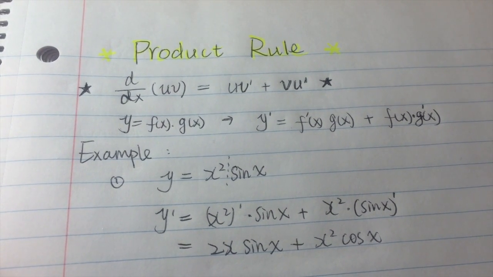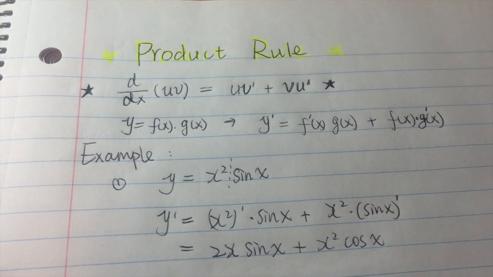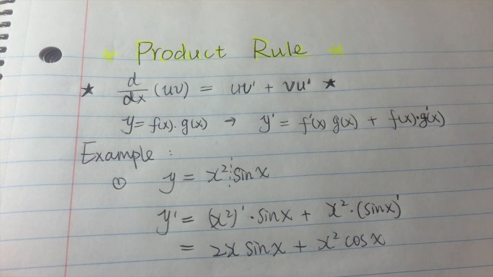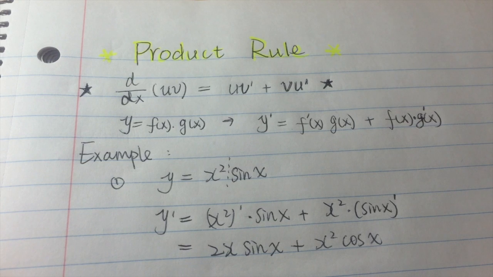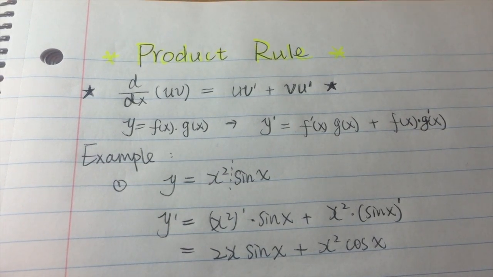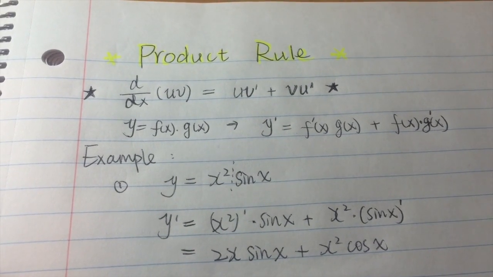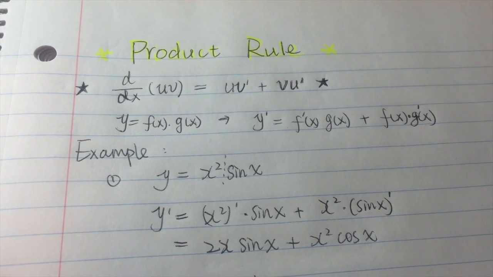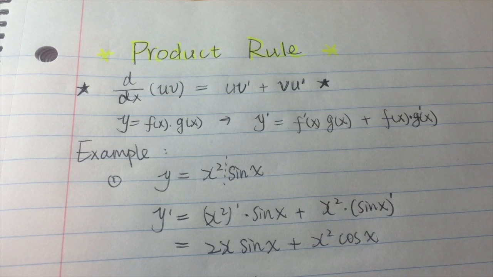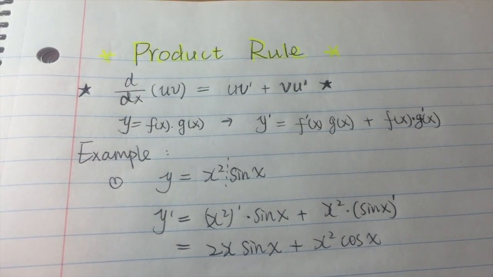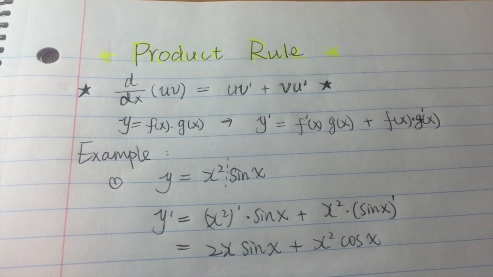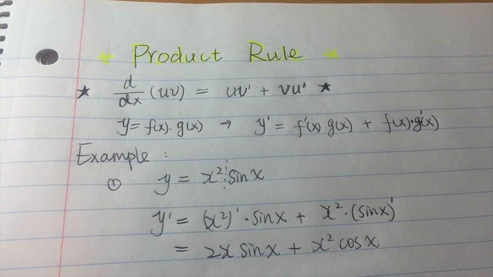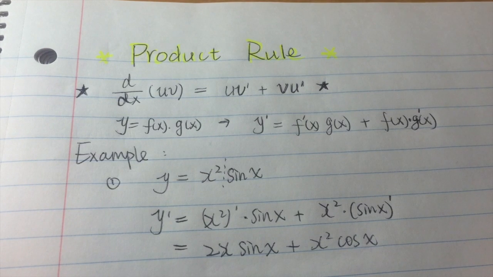Now let's talk about the product rule. First, we have to remember what the product rule is. So here is the formula: d(uv)/dx equals u times the derivative of v plus v times the derivative of u. In other words, when y equals a function f(x) times g(x), the derivative of y would be the derivative of f(x) times g(x) plus f(x) times the derivative of g(x).